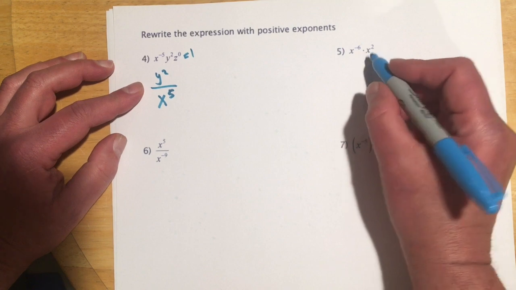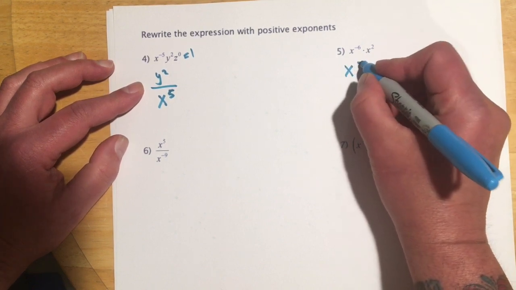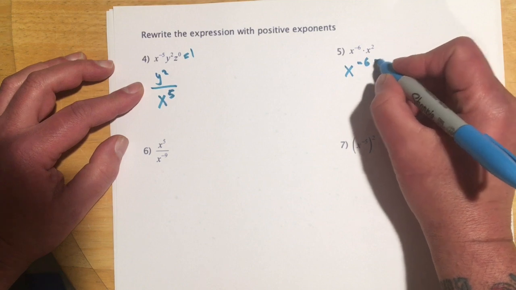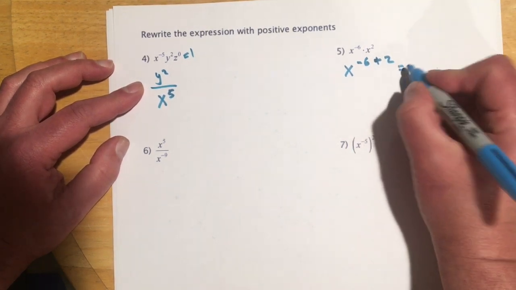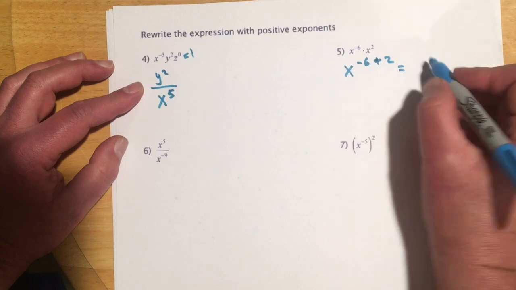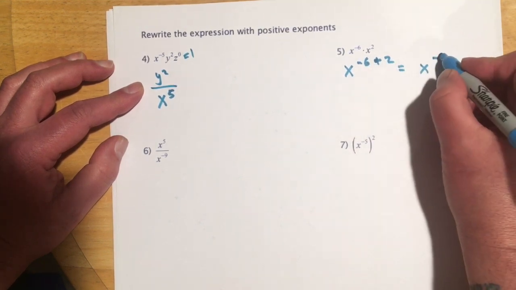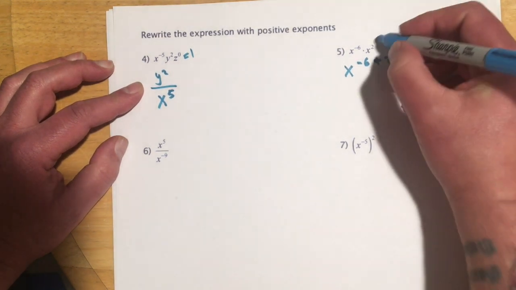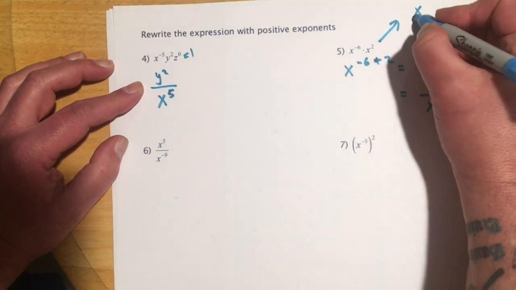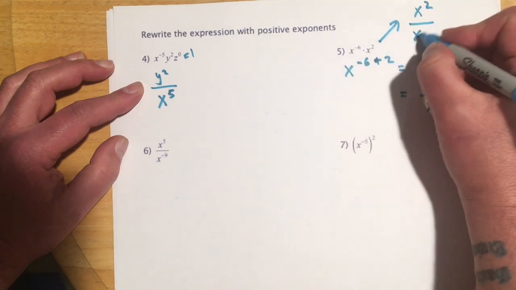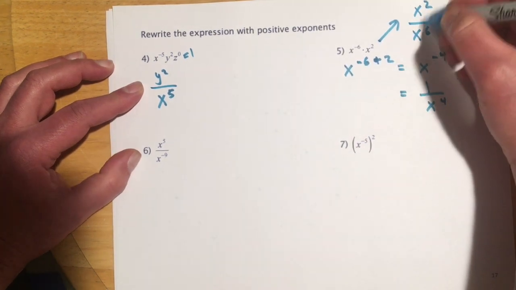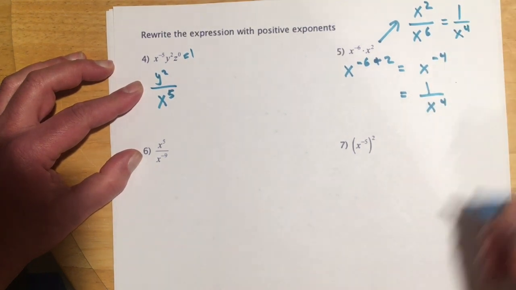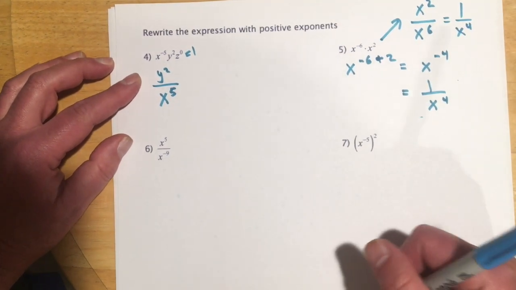For this one, there's two ways we can look at it. X to the negative 6 plus 2 is probably the easiest way. And then that's going to be x to the, adding those, I get negative 4. So that will be 1 over x to the 4th. The other way that you can think of it is that the 6 comes downstairs, and if I thought of canceling out 2 top and bottom, I would have 4 x's left in the denominator. But either way works great.